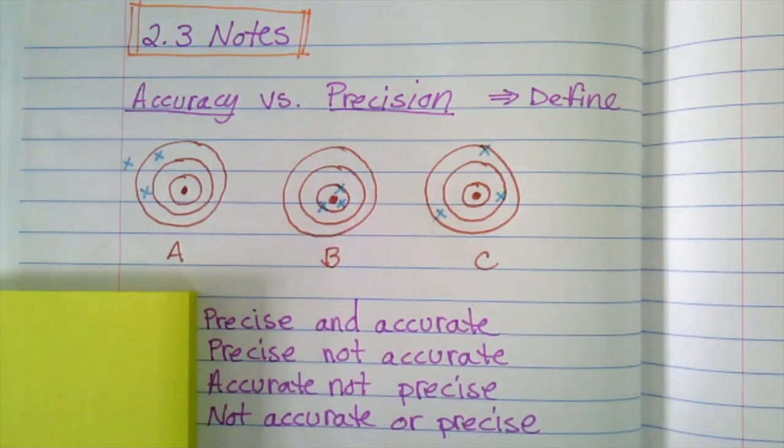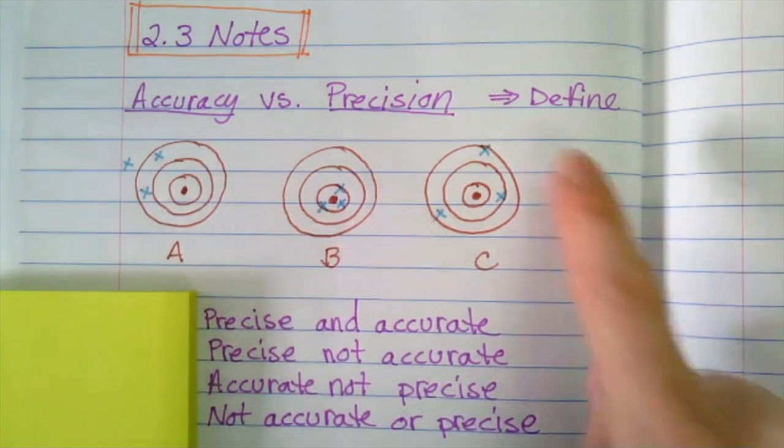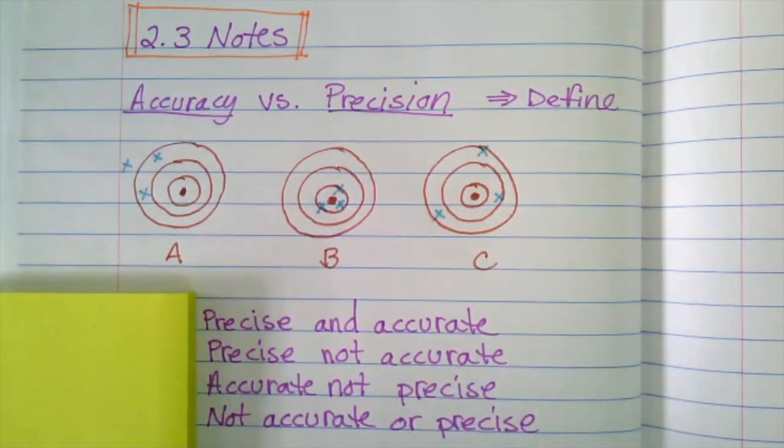We're starting with accuracy and precision. Off to the side, I would suggest that you define those terms. Here I've got 3 bullseyes or dartboards, and the X's would be where the darts would hit.